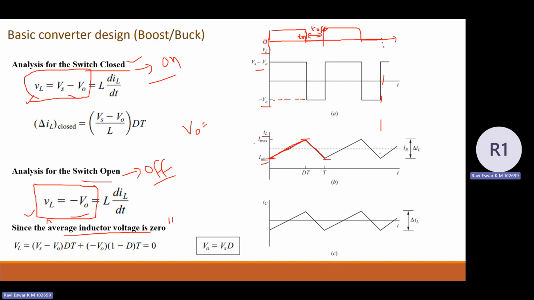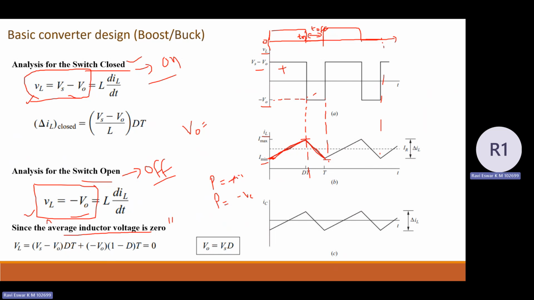If you see during the on state, when the switch is on, the voltage is positive and the current is also positive. The product of voltage and current, which is power, is positive. Now come to mode 2, where the switch is in the off state. Checking the inductor condition, the current is positive here and the voltage is negative. So the power is negative.